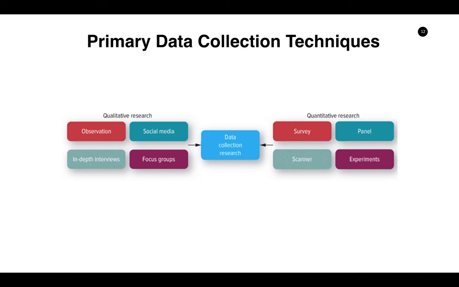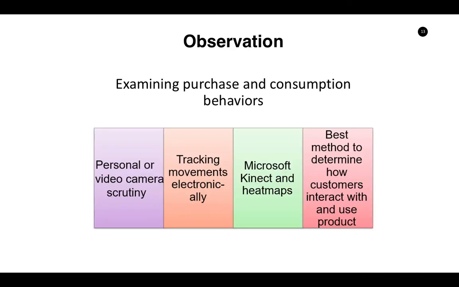Once the firm has gained insight from doing qualitative research, it's likely to engage in quantitative research, which are structured responses that can be statistically tested. Quantitative research provides information needed to confirm insights and hypotheses generated via qualitative research or secondary data. Formal studies such as specific experiments or surveys, scanners, and data panels, or some combination of these, are quantitative in nature. Observation entails examining purchase and consumption behaviors through personal or video camera scrutiny or by tracking customer movements electronically as they move through a store.